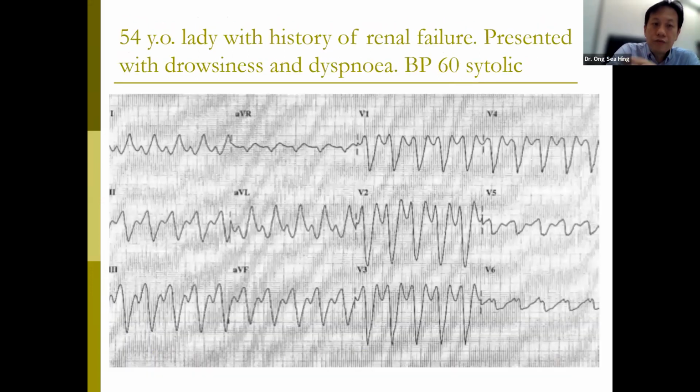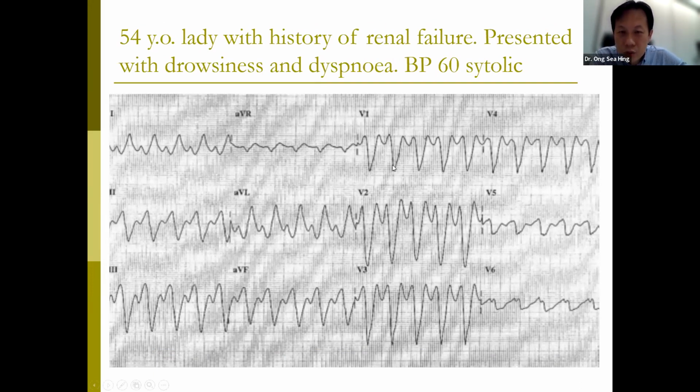This is an ECG of a 54-year-old lady with renal failure, very drowsy, dyspneic, and the blood pressure is very low when the patient presents to you. And you see this ECG. So the question is, what is this ECG? It's broad complex, it's tachycardic, 100+ beats per minute. Most of us will call this ventricular tachycardia, okay? But this is kind of a bizarre ventricular tachycardia.